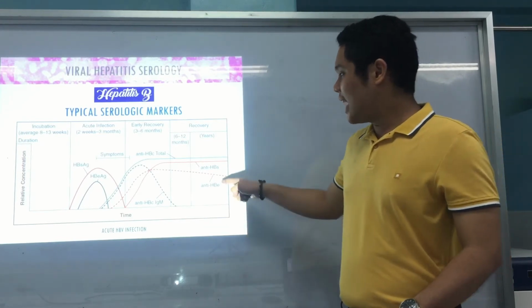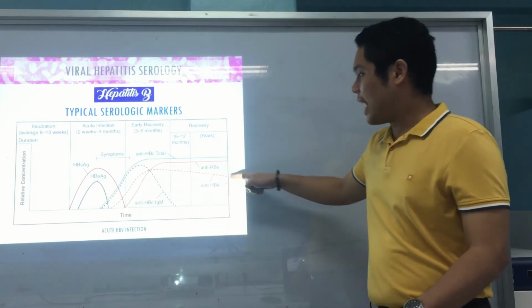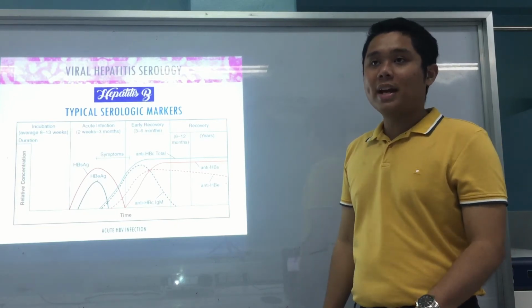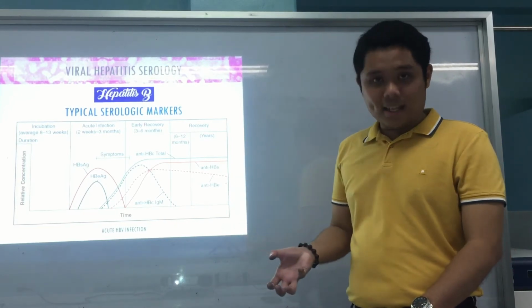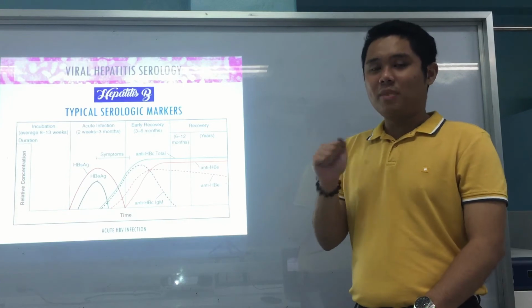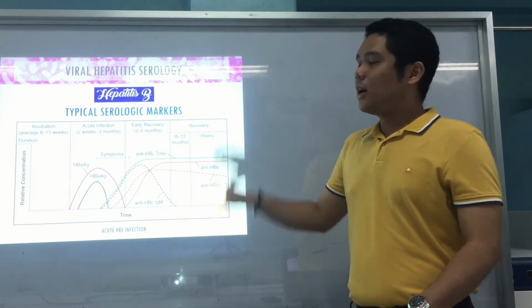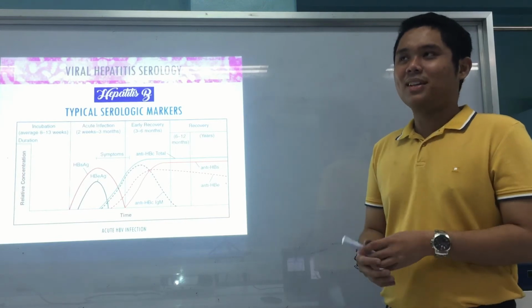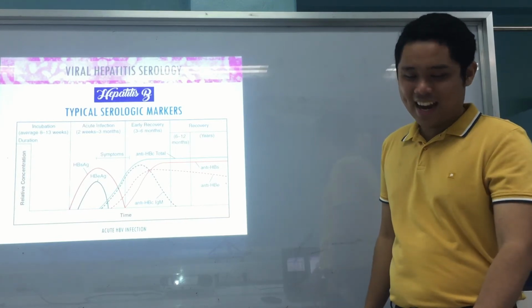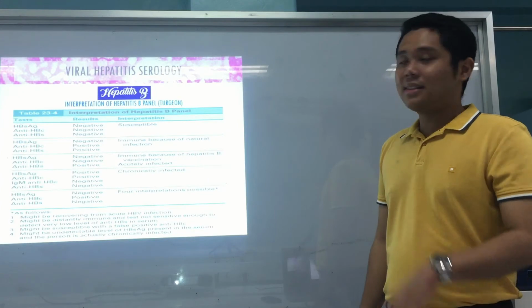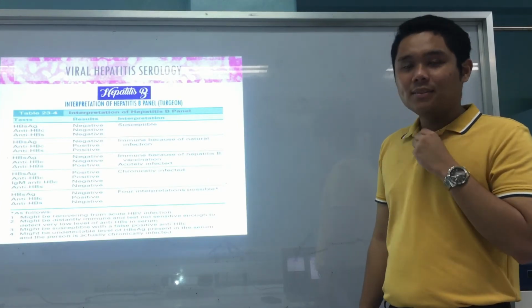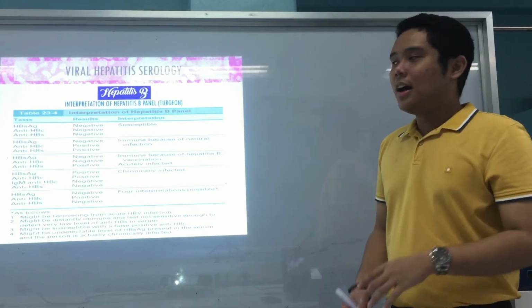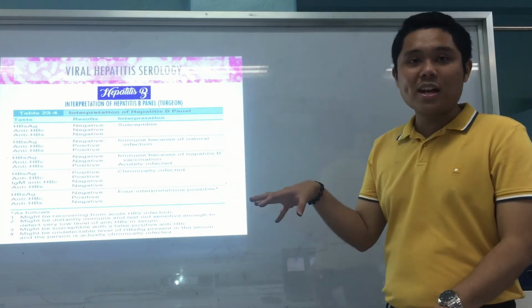And then your anti-HBe, of course, will decline, and this antibody usually indicates convalescence or recovery. So please take note. Those are the serologic markers for hepatitis B. Now, here are some examples of results on the panel to interpret. So for the first scenario, everything is negative, of course.